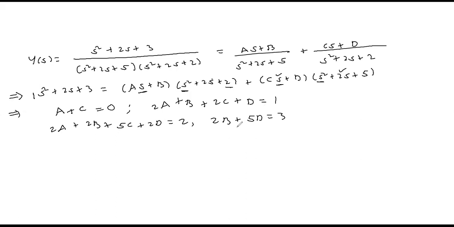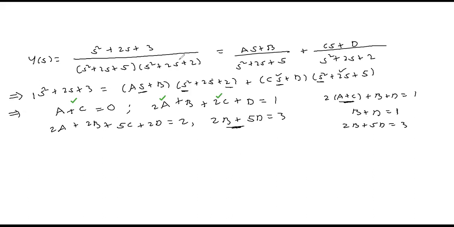Is it okay? Now use these equations. A plus c equal to 0. So if I take 2 common from this, what do you get? 2 into (a plus c) plus b plus d equal to 1. A plus c is 0, therefore b plus d equal to 1. Is it okay? What is the other equation? 2b plus 5d equal to 3. We shall solve these two equations.